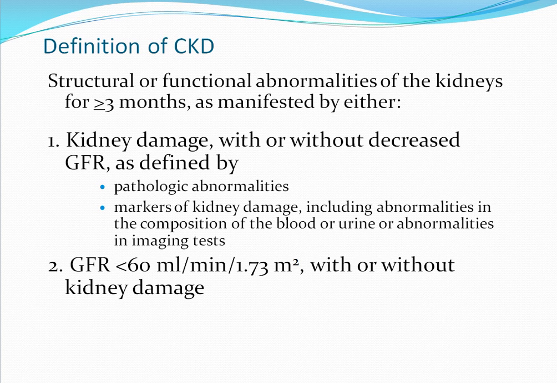You have different formulas. Two of them are very commonly used. One is MDRD, that is modified diet in renal disease. It's a very commonly used formula to calculate the creatinine clearance, which is nothing but the GFR. Or you can use the Cockcroft-Gault equation.